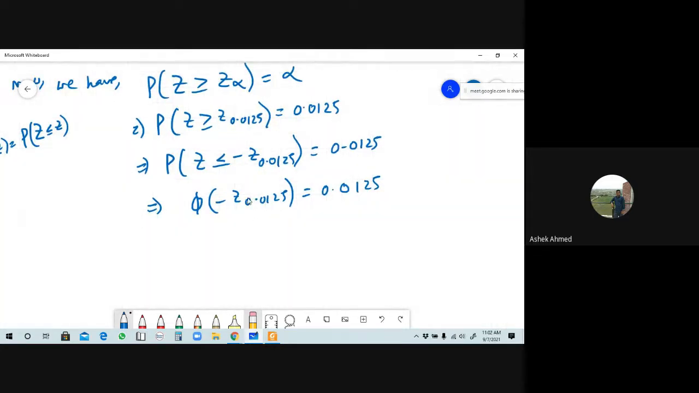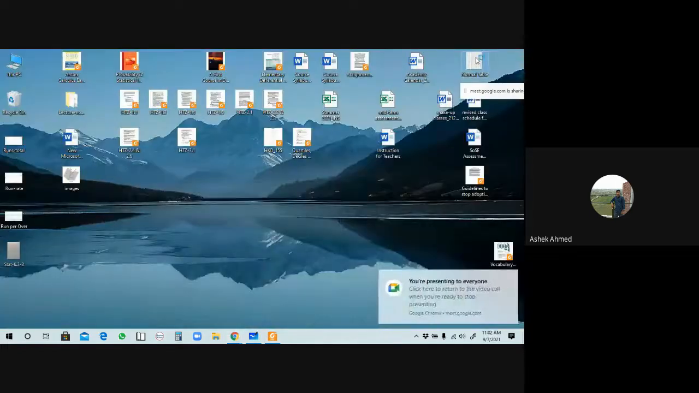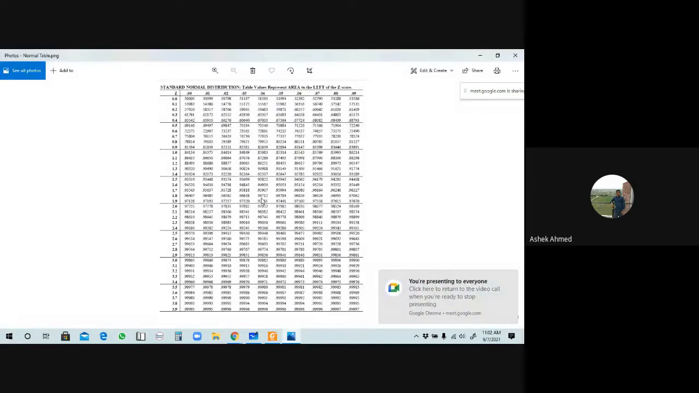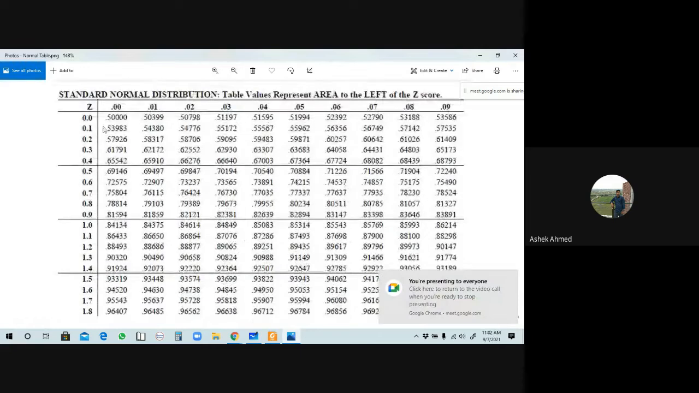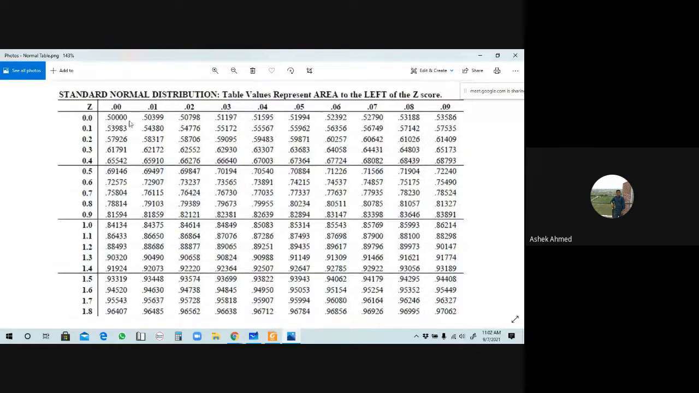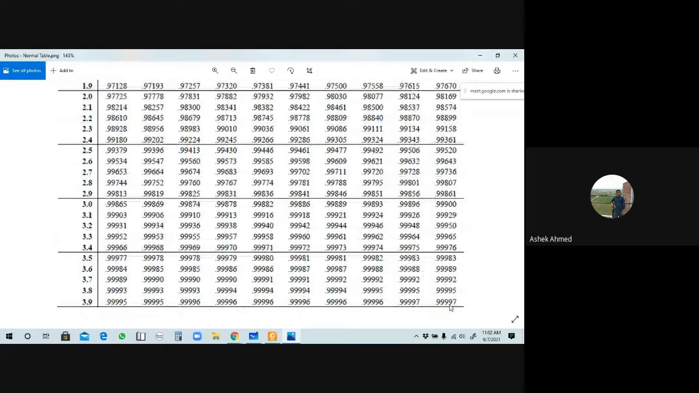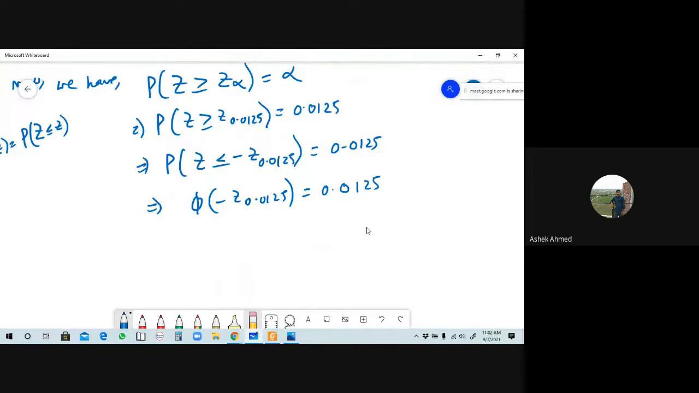So for phi of z you have to find the value of z, but we will provide a table in your question. The values in this table are greater than 0.5. Look at what values there are: greater than 0.5 and less than 1. The last value here is less than 1. But in that case this right side value here is 0.0125, which is less than 0.5. So you have to convert this less than 0.5 into greater than 0.5. How can you convert it?